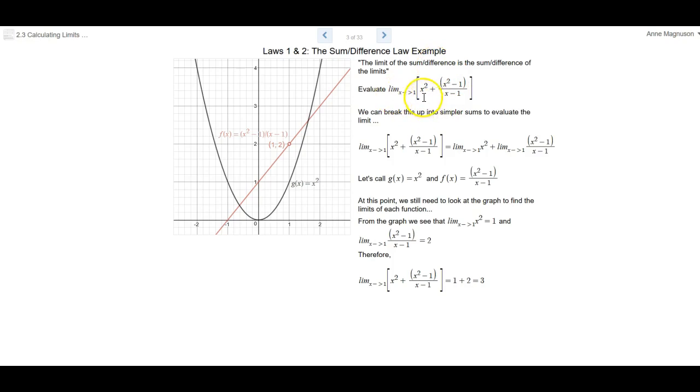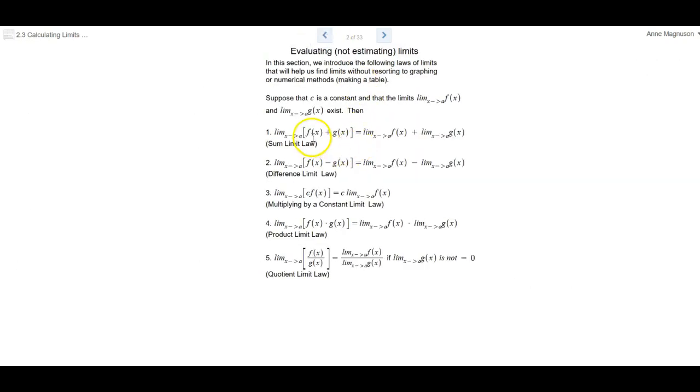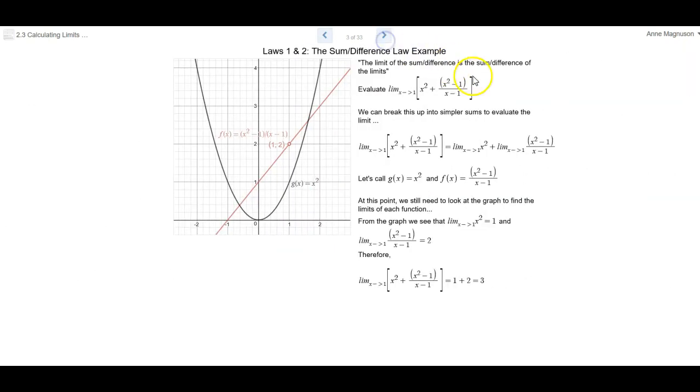So looking at this, the limit of this function as x approaches 1 of x squared plus the quantity x squared minus 1 over x minus 1. This law is telling me that I can break this up into the sum of two limits: the limit as x approaches 1 of x squared, and the limit as x approaches 1 of x squared minus 1 over x minus 1. And so I can apply that law that used the terminology f of x and g of x. I'm saying, okay, let's call g of x that first term and f of x that second term.